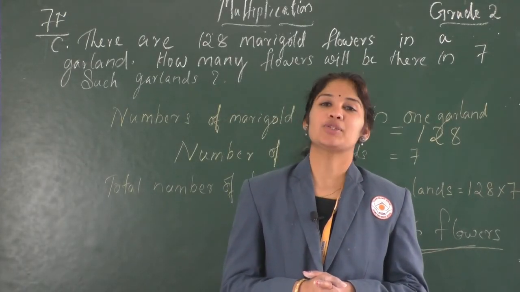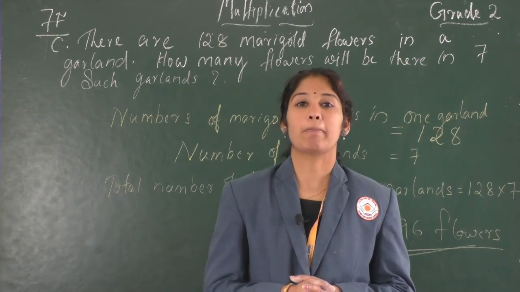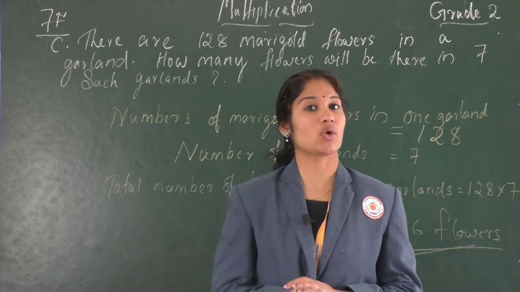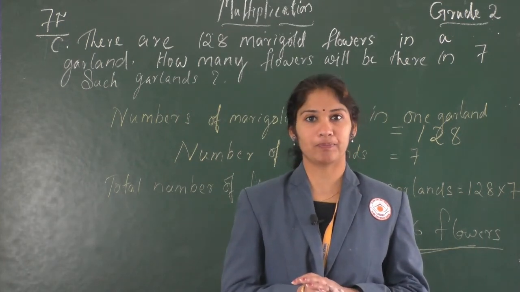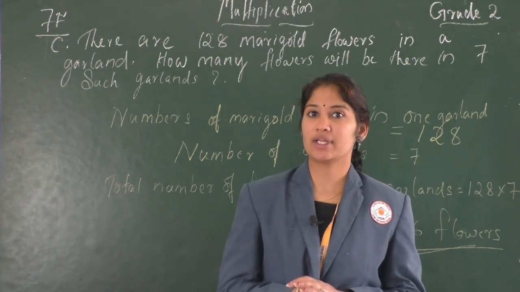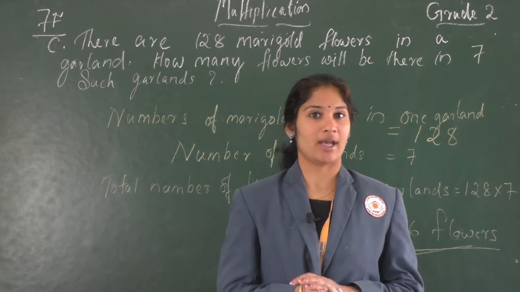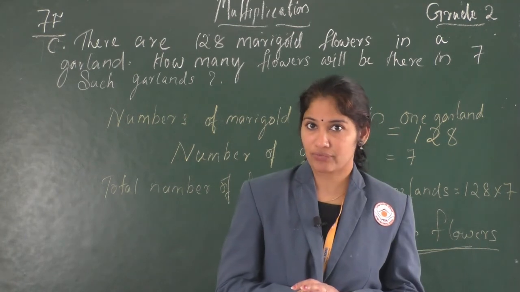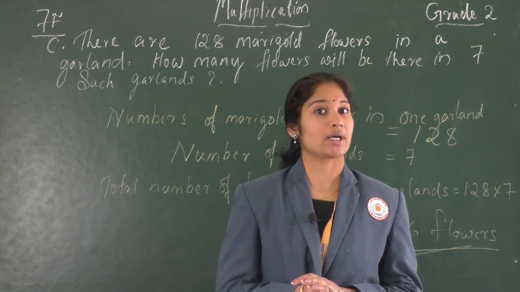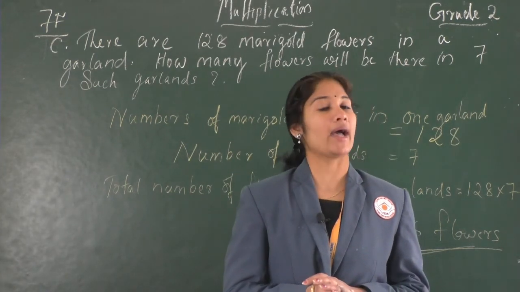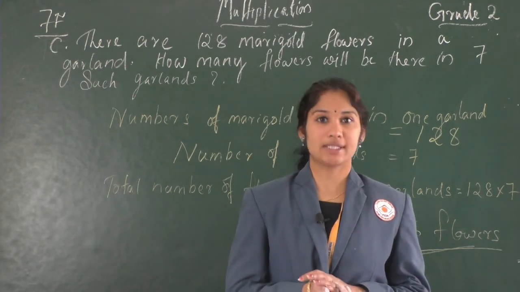So children, in today's class we have learned multiplication. What is multiplication? Repeated addition of the same number. And multiplication tables of 6, 7, 8 and 9. And multiplication by skip counting, multiplication facts. What are the facts? Order of multiplication, multiplication by 1 and multiplication by 0.